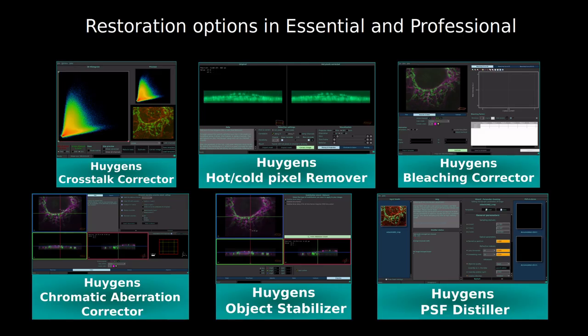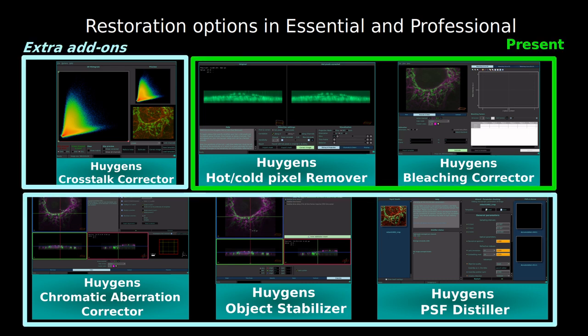In terms of restoration options, the quality control option in Huygens Essential and Professional can link you to the respective restoration options, which are the crosstalk corrector, the hot pixel remover, the bleaching corrector, chromatic aberration corrector, the optical stabilizer, and the PSF distiller. The ones that are marked blue are extra add-ons for Huygens, and the green ones are already present in the Essential and Professional Basic.